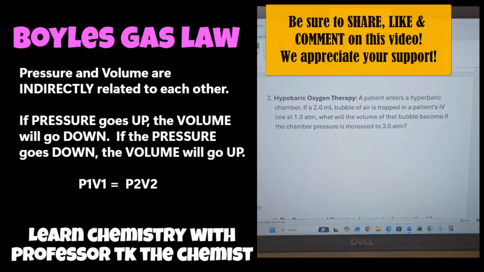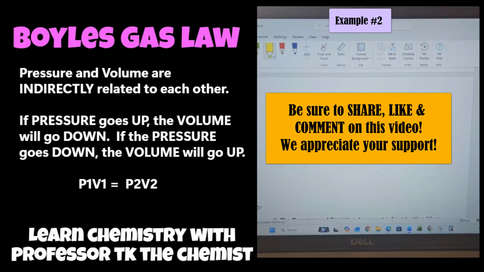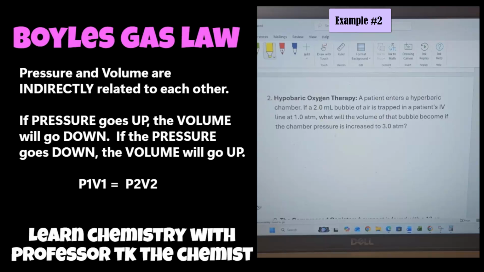Now, this is a problem. We don't need any air being trapped in a patient's IV line. Absolutely not. But here's what they gave you: 2.0 milliliters, 1.0 atm, and 3.0 atm. I'm going to plug this in once again. P1 equals 1.0 atm. P2 equals 3.0 atm. V1 equals 2.0 milliliters. And V2 equals, that's what we're looking for.